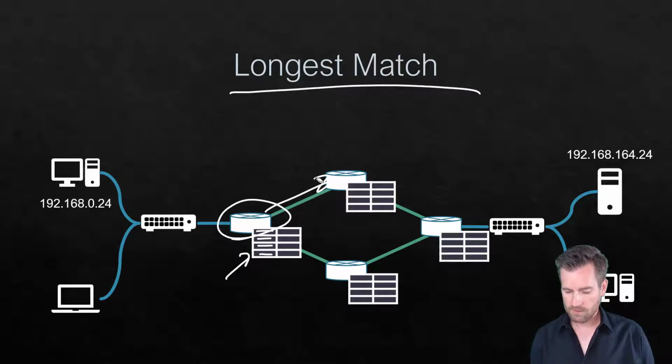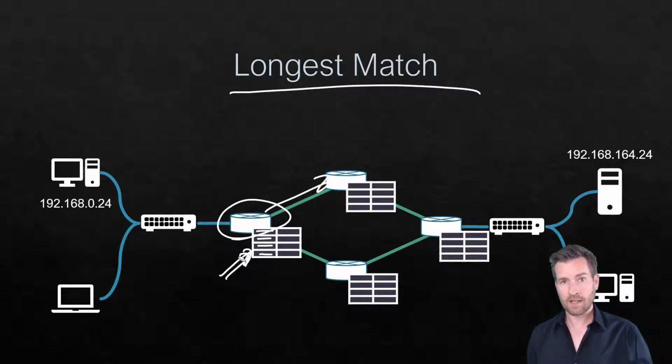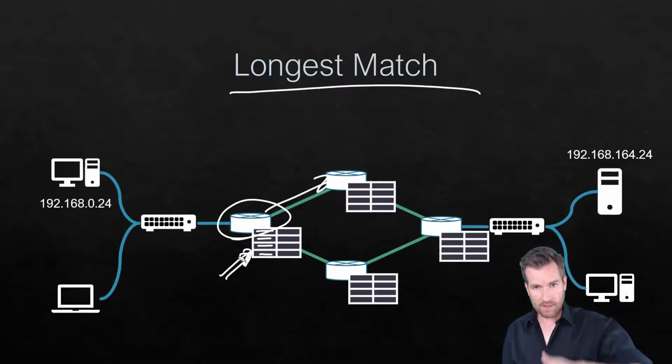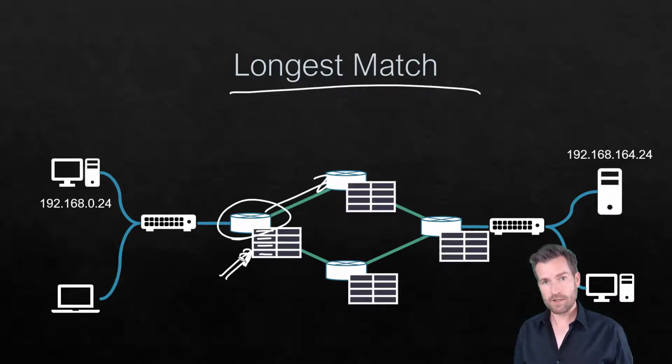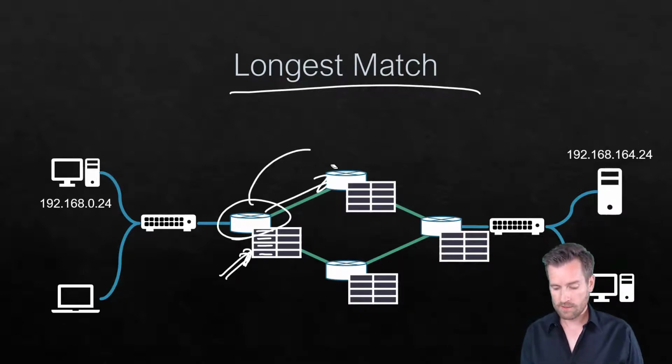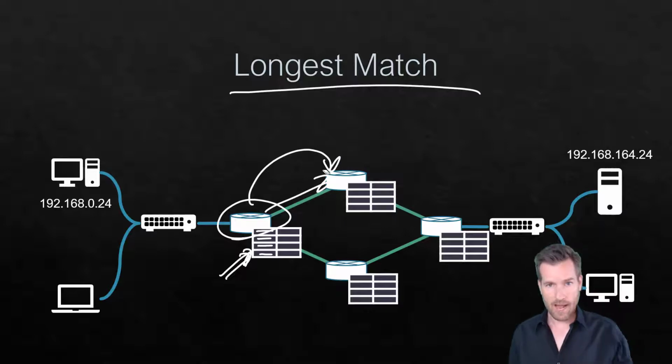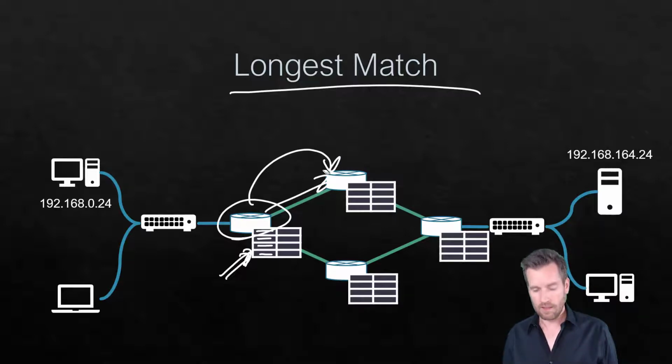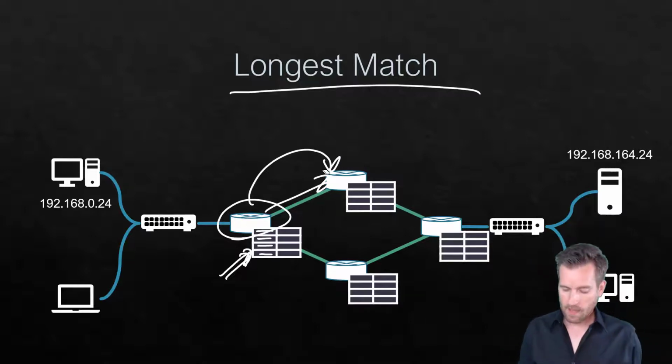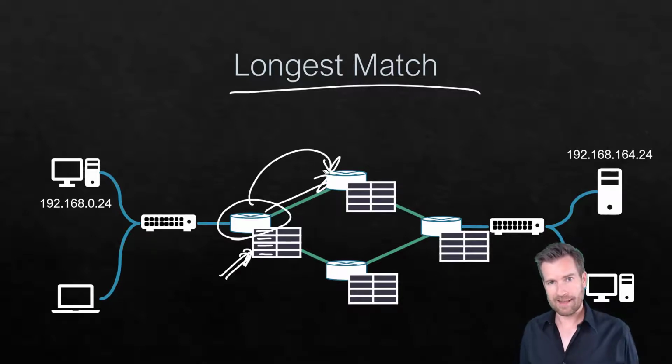So we call that longest match, and that's how it finds the best network within the routing table of where it's going to send this information off to, where it's going to be the next best hop, the next hop in this realm to get this packet from one location to the next.